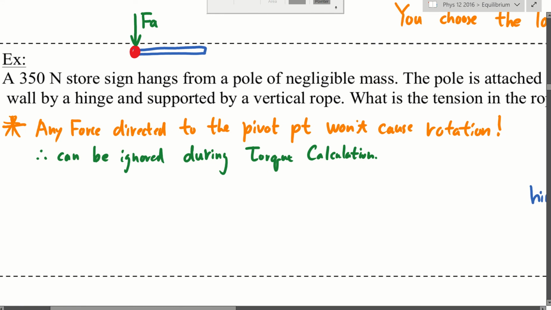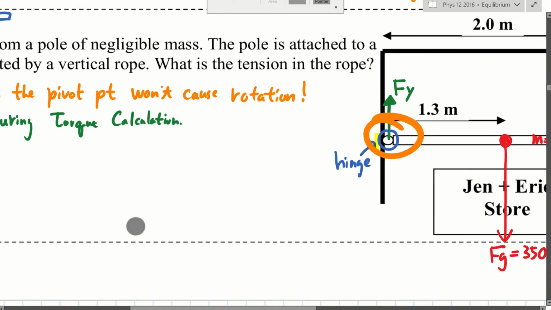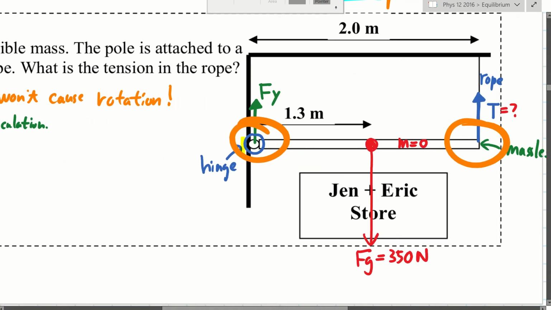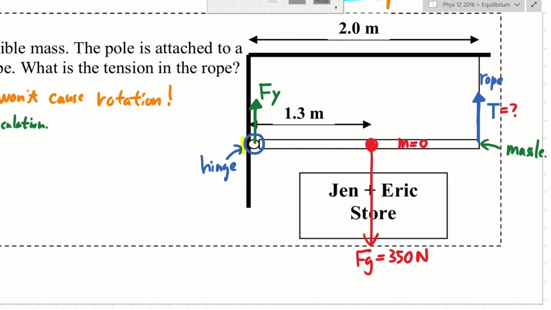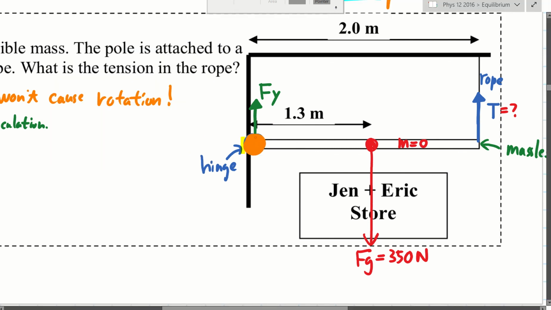When you pick a pivot point, you are basically killing off one of the forces. That force doesn't count in our calculations anymore because that force cannot cause any rotation. So when you pick a pivot point, you need to pick one that doesn't kill off the numbers that you have, for example the Fg in the middle, or the question you want to answer. You don't want to kill off the tension. So the only pivot point that we want to use is the one on the left-hand side, at Fy.